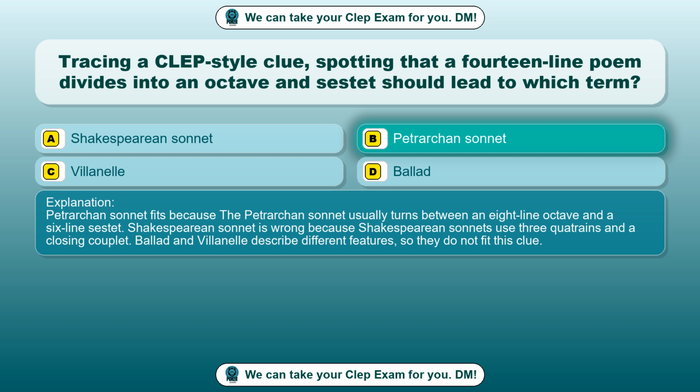Petrarchan sonnet fits because the Petrarchan sonnet usually turns between an 8-line octave and a 6-line sestet. Shakespearean sonnet is wrong because Shakespearean sonnets use 3 quatrains and a closing couplet. Ballad and villanelle describe different features, so they do not fit this clue.